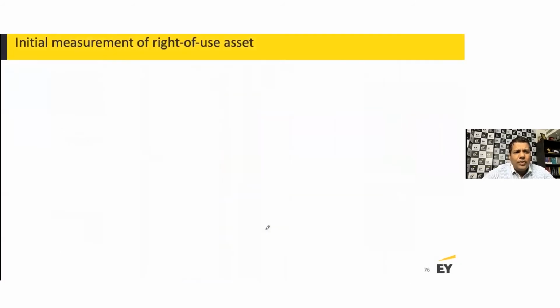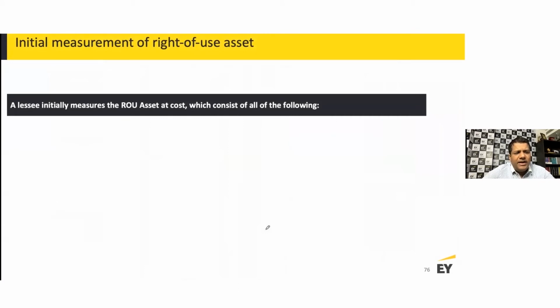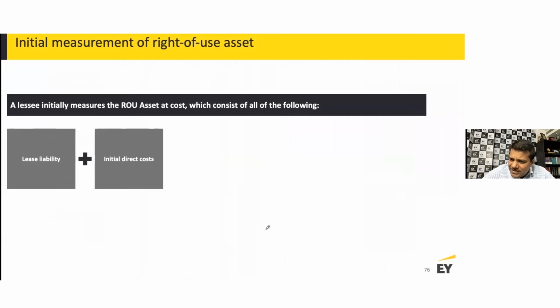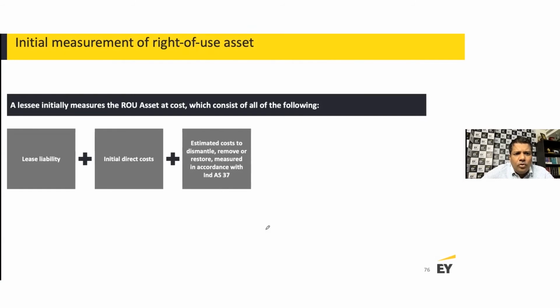So for initial measurement, the lessee initially measures the right of use asset at cost, which consists of the following. I'm trying to measure the asset here, which starts with the present value of the lease liability, plus the initial direct cost. Remember, we talked about these being costs which I may have already paid. So I add the lease liability, plus the initial direct cost I have incurred, plus my cost to dismantle, remove, or restore, measured in accordance with Ind AS 37, plus any advance payment, prepaid lease payments, for example a deposit.